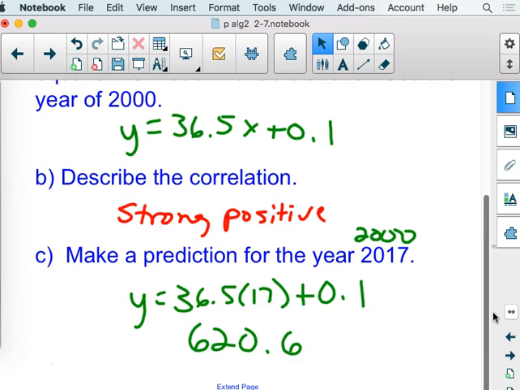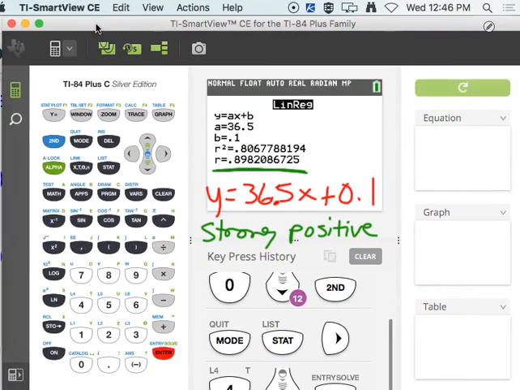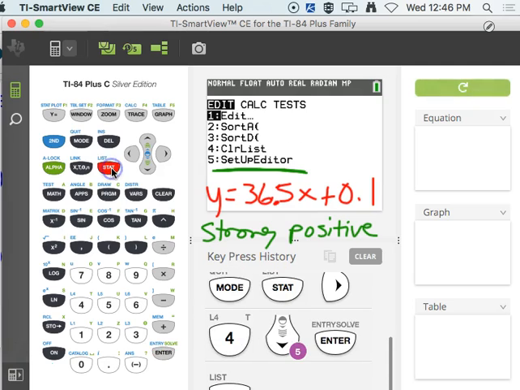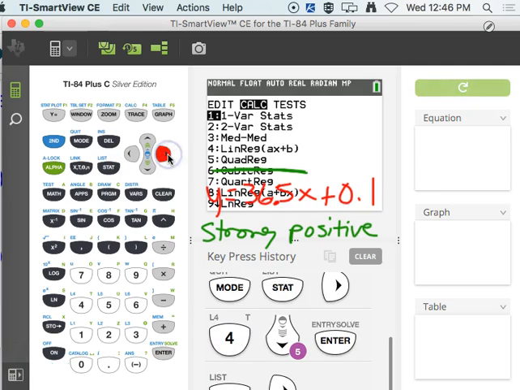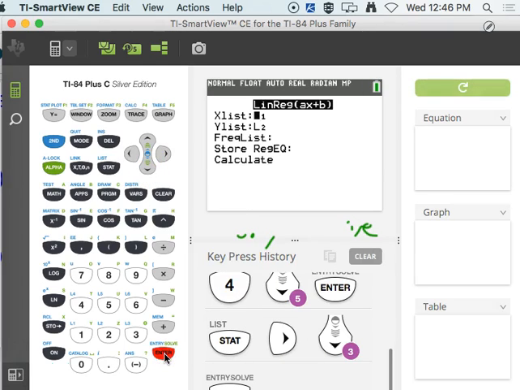Stat, arrow to the right once, so it goes to calculate. Let me show you. Here I am standing here trying to explain it. So stat, and then arrow to the right once for calculate, and it's number 4. So you either just hit number 4, or some people like to use their arrow buttons to go down to number 4 and then select it. It'll find it for you either way. And then all the way down to calculate. And it'll give it to you. But again, your diagnostics have to be turned on so you can see R.